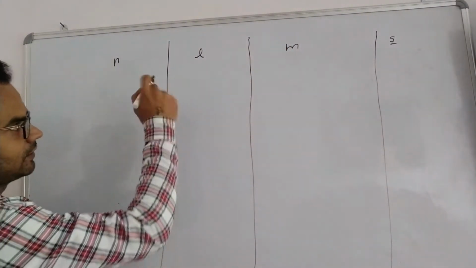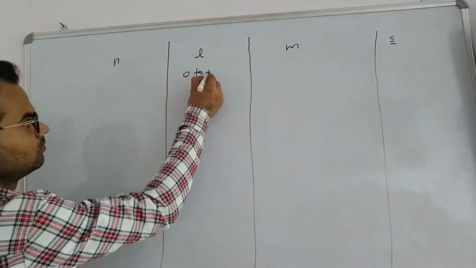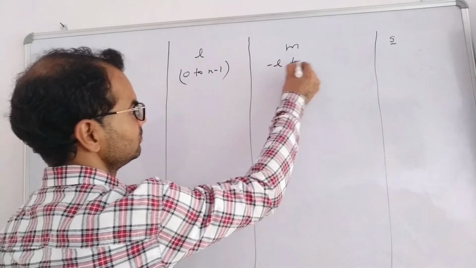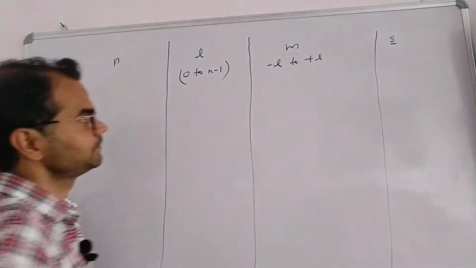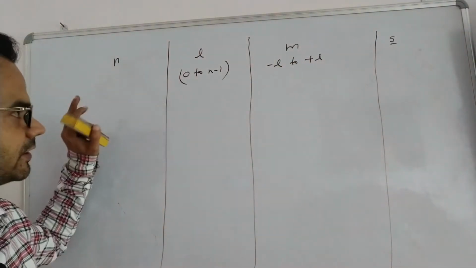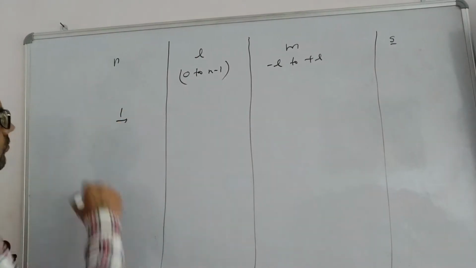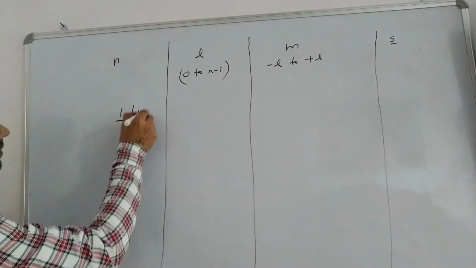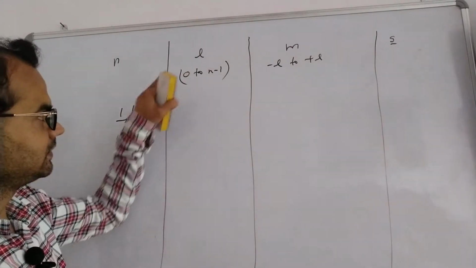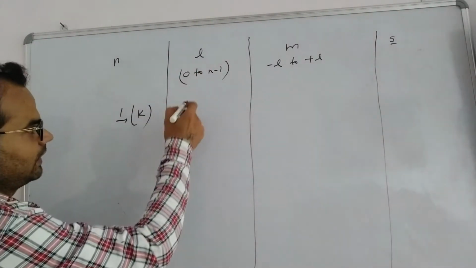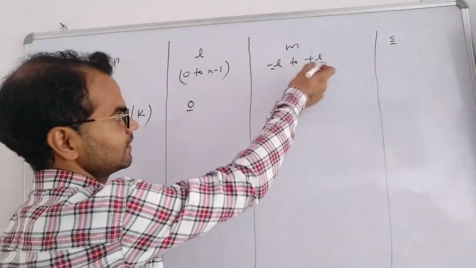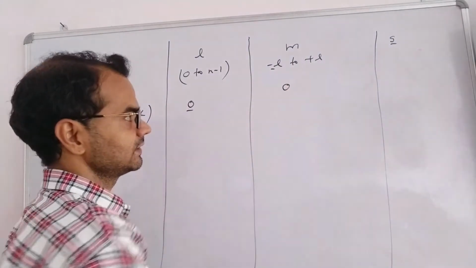For L we find 0 to n minus 1, and M is minus L to plus L. Simple. Let's solve it for every shell. N is 1, which means the K shell. L is 0 to n minus 1, so L is 0. M is minus L to plus L, so this is again 0.